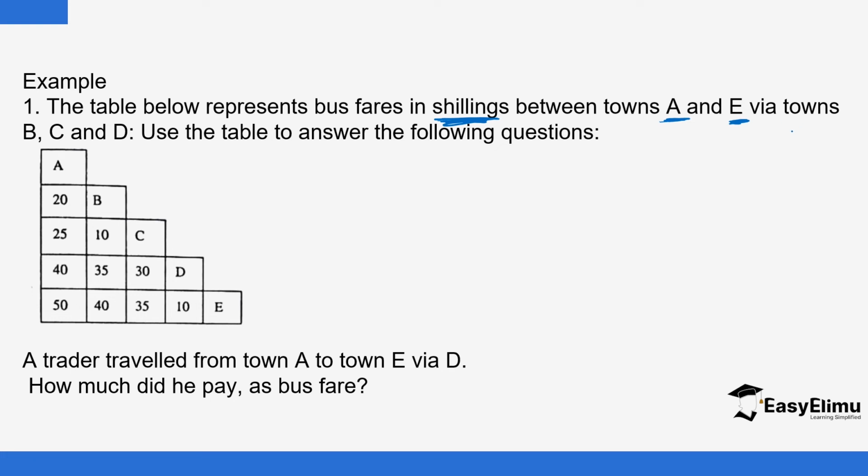But the bus is supposed to pass by B, pass by C, and pass by D before reaching the final destination, which is E. So we say via town B, C, and D. So use the table to answer the following questions.